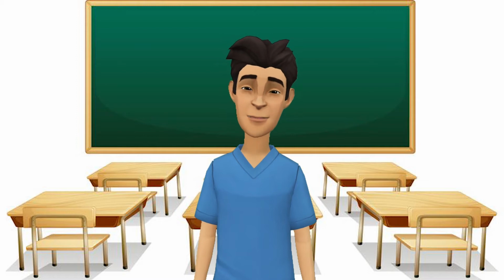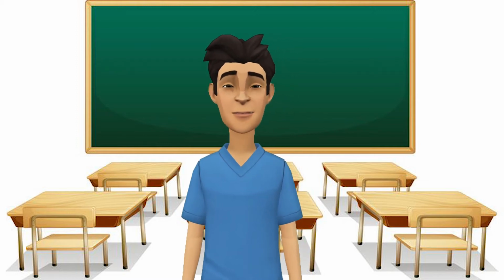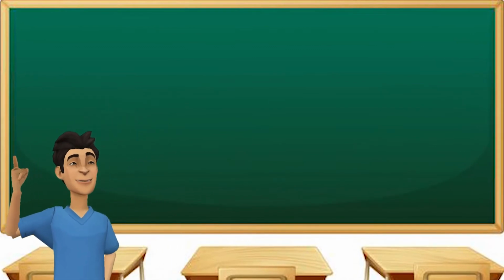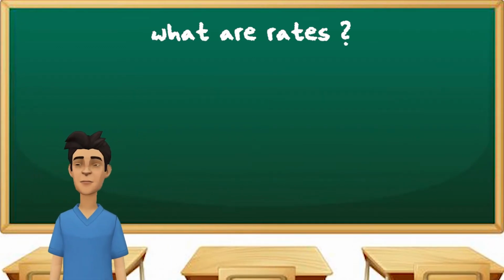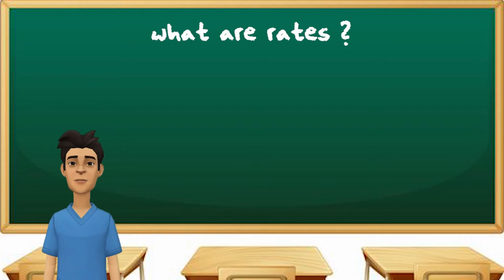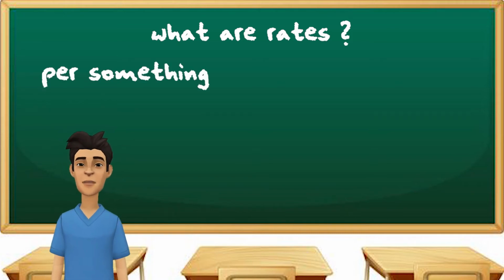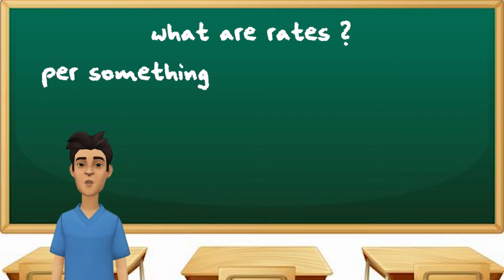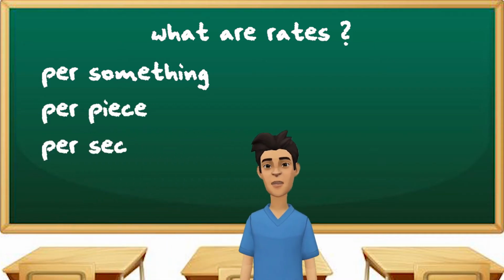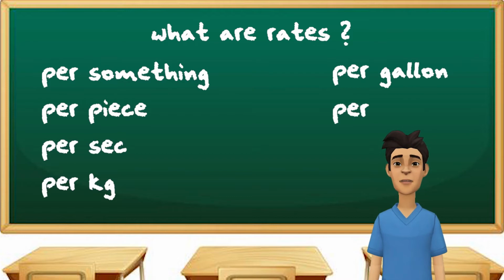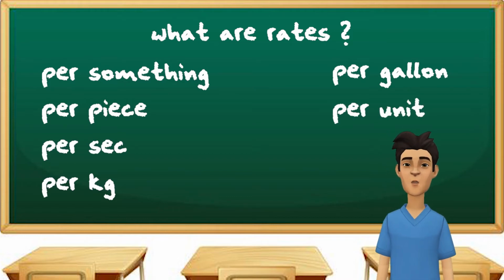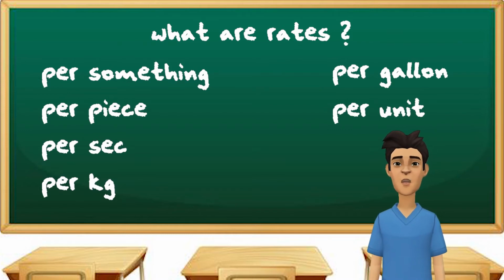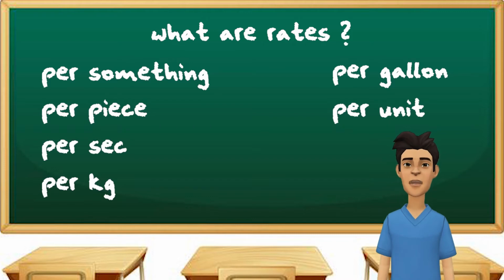Okay, so let's try to understand in brief what are rates. Let me just remind you briefly what rates are. Whenever you write something per something, we call it a rate. If you want to define the price of something or the speed of something, and you're writing something like per piece or per second, per kg, per gallon, per unit, wherever you're using something like this, you are talking about a rate.